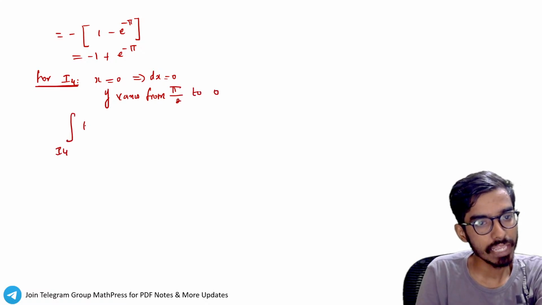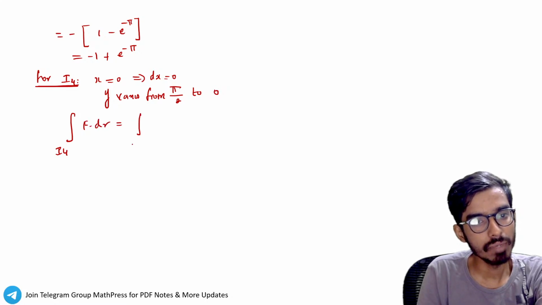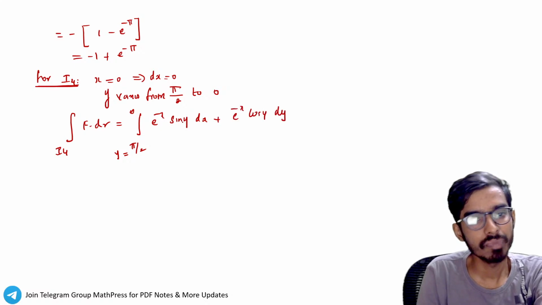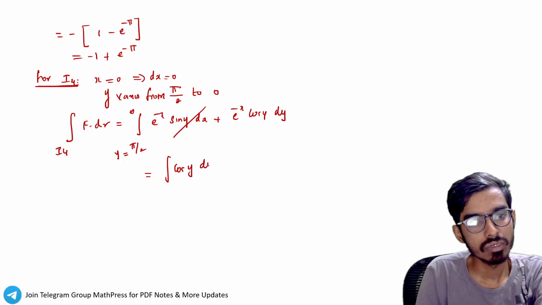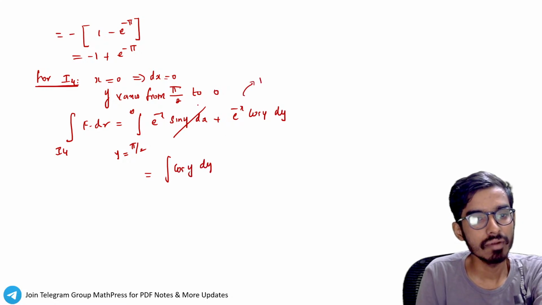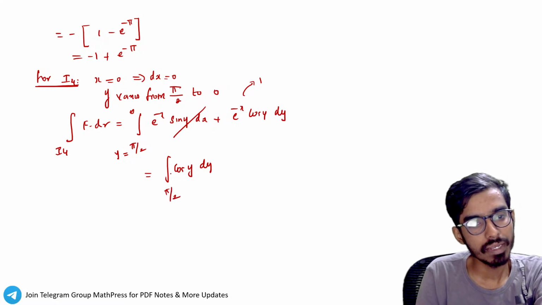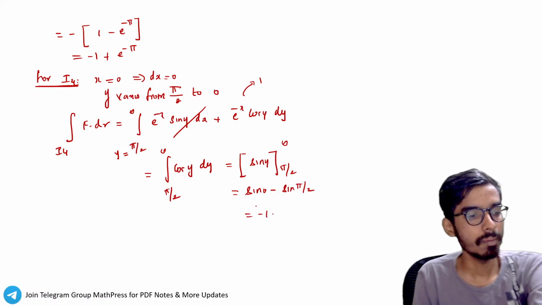So integration of I4 f dot dr will be, y varies from pi by 2 to 0, e power minus x sin y dx plus e power minus x cos y dy. So dx is 0, so therefore this term will be 0. And x is 0, so e power 0 is 1. So we will have integration of cos y dy, right? y varies from pi by 2 to 0. Integration of cos y is sin y from pi by 2 to 0. This will be sin 0 minus sin pi by 2. This will be minus 1, right?